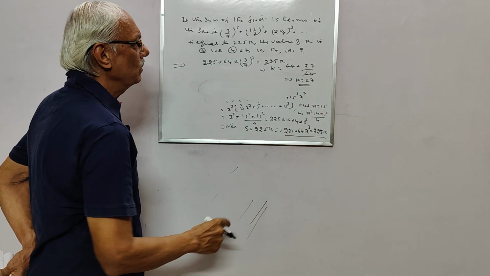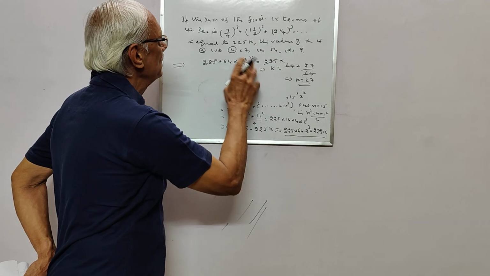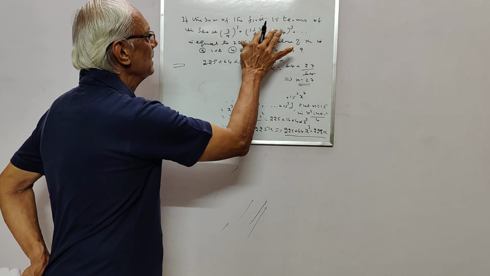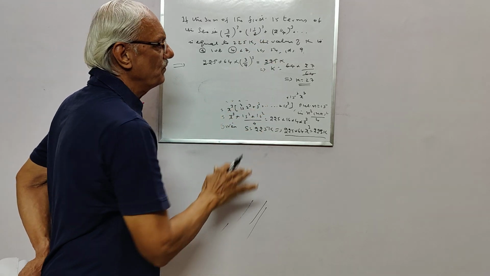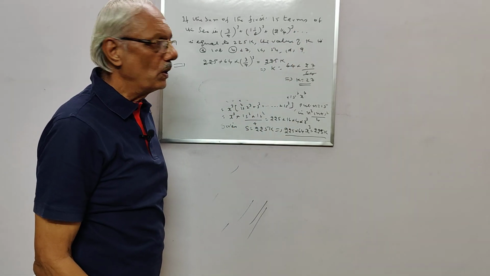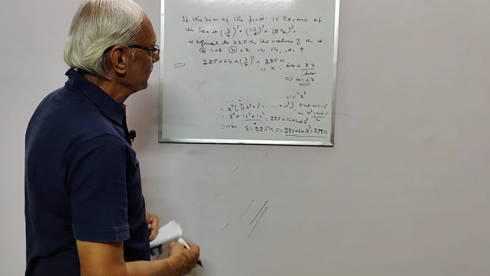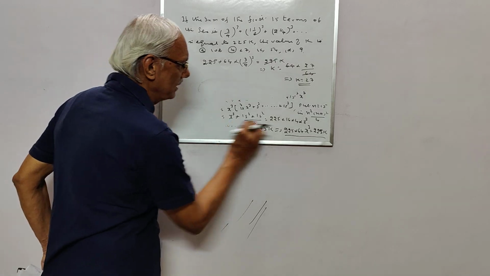So what is the value of k now? Your k value is equal to 27. So in this particular series, the summation for 15 terms will be equal to 225k, provided k takes the value 27. Okay, so this is one problem.